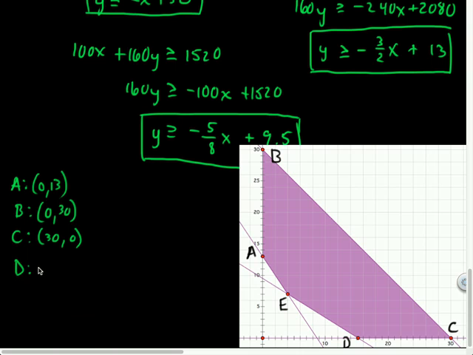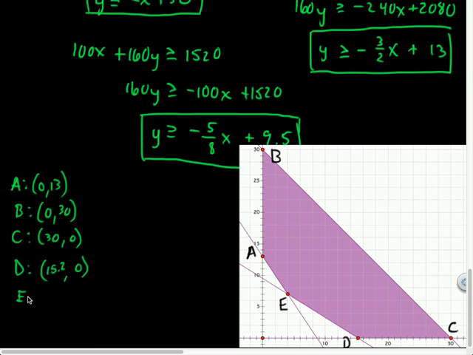Point D, that one's a little bit harder to find. Point D is made up of this equation here. So if y is equal to 0, I'd have to take 9.5, multiply by 8, and then divide by 5. I think this crosses at 15.2, if I'm not mistaken. And then point E, let's see, did I hit A yet? Yeah, okay.